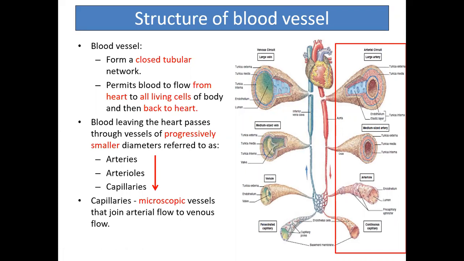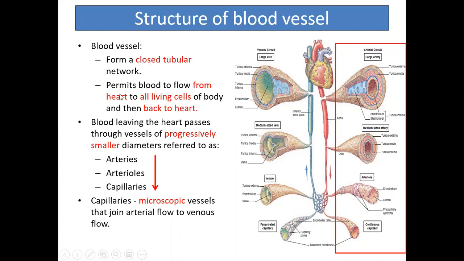What is the blood vessel actually? So the blood vessel forms a closed tubular network. It's like a piping system in our body. It's not an open system network, but it's a closed tubular network. And what is the function of this blood vessel? It allows or permits the blood flow from the heart.